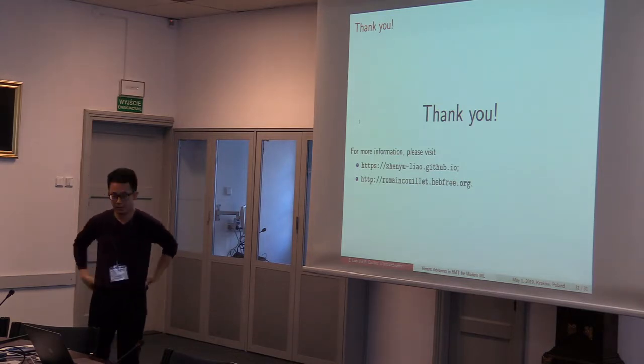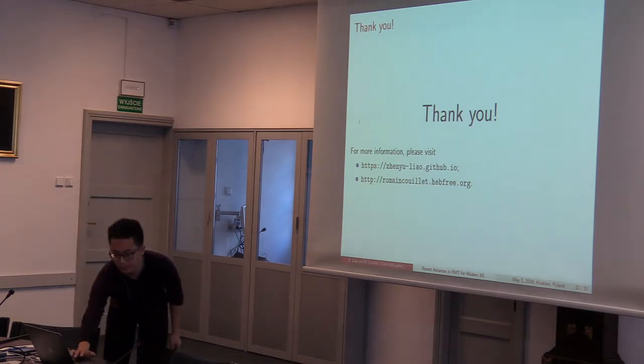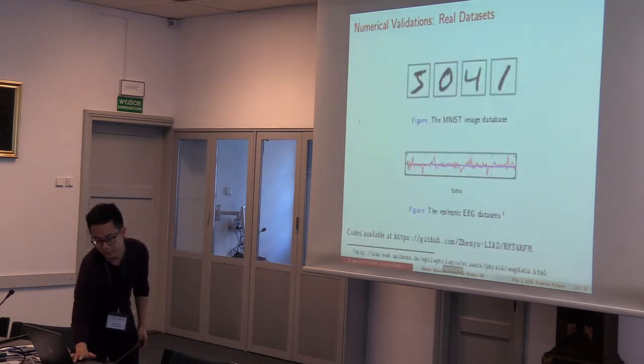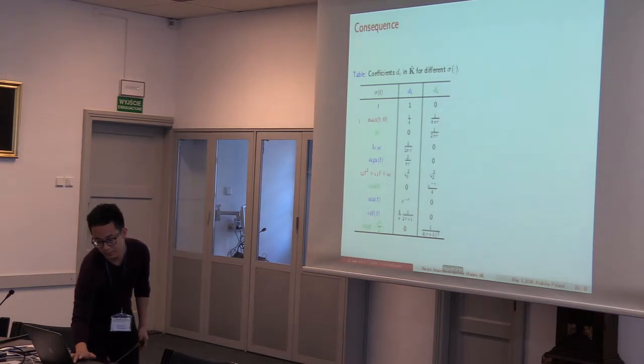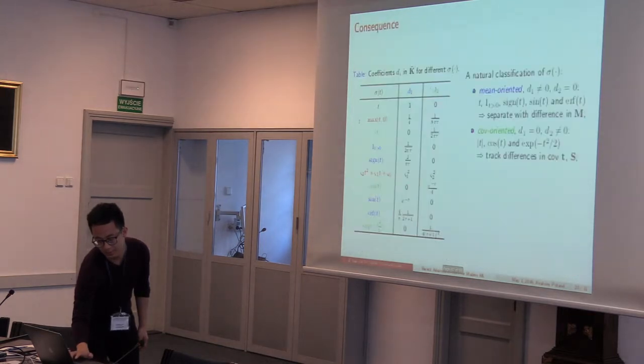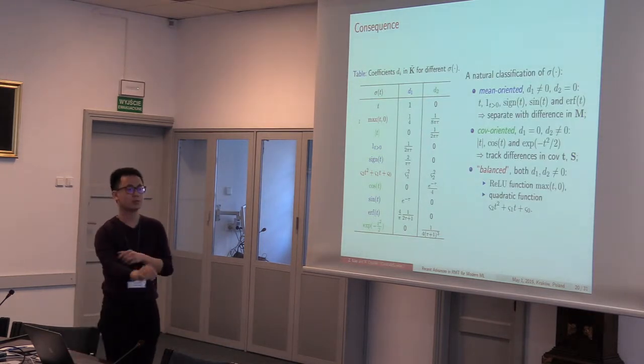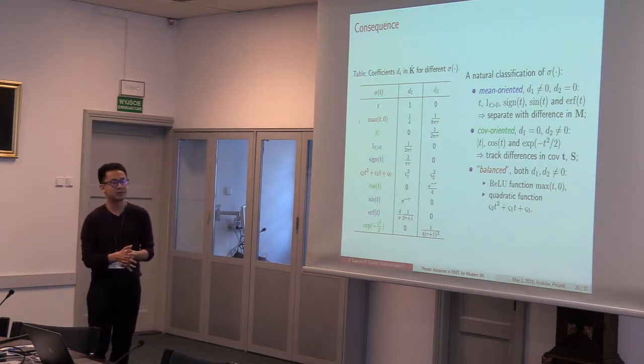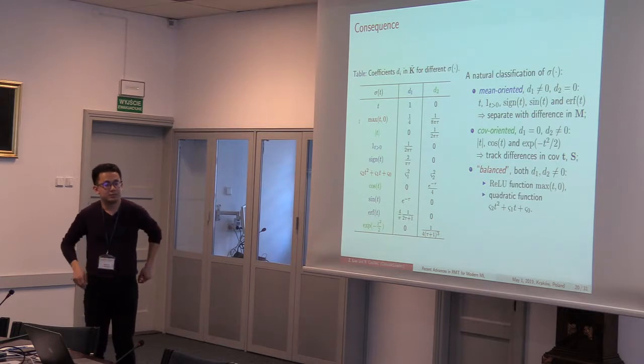From your table of coefficients with nonlinear activation functions, at first glance, it looks as if you can divide them into two classes. Whether the activation function is symmetric or anti-symmetric. Yes, that's very important. The mean value, right? Can you have an intuitive understanding of this fact?